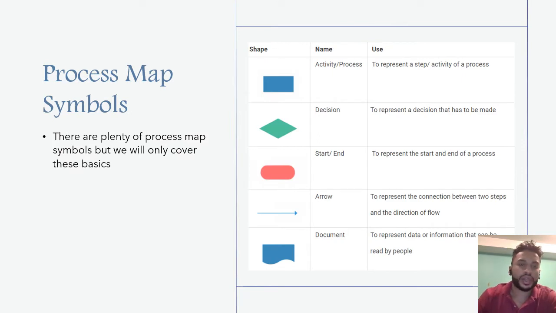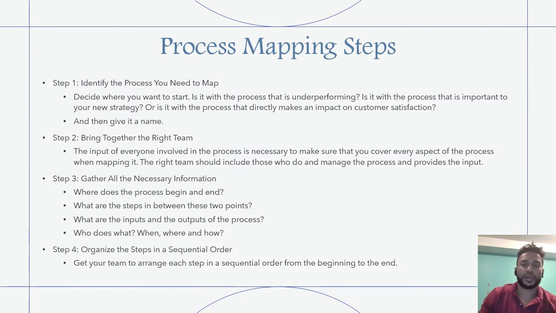So here are some symbols. There are plenty of process map symbols, but we only cover these basics. You have the activity process, to represent a step. The diamond shape here is a decision, to represent what type of decision has been made. The circular, cylindrical ones are a start and an end. The arrow represents the connection between two, as we saw before. Document represents data or information that can be read by people. So those are the basic shapes that are going to be used in this process map.